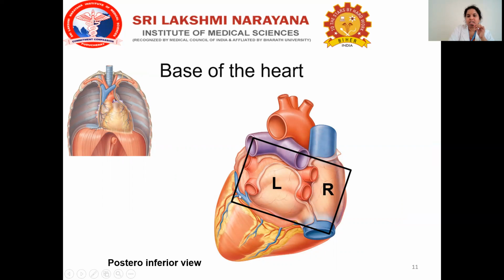The base of the heart is limited above by the pulmonary trunk and its branches, the left pulmonary artery and right pulmonary artery. Below, it is limited by the coronary sulcus. This coronary sulcus separates the base from the inferior heart surface. The left extent of the base is the two superior and inferior left pulmonary veins, and the right extent of the base is present between the superior and inferior vena cava.